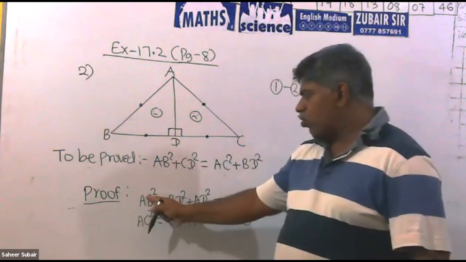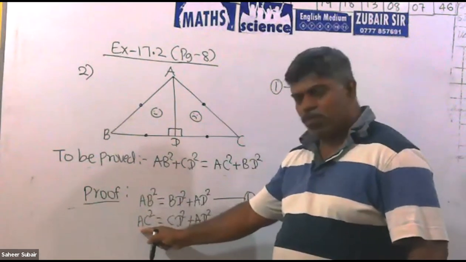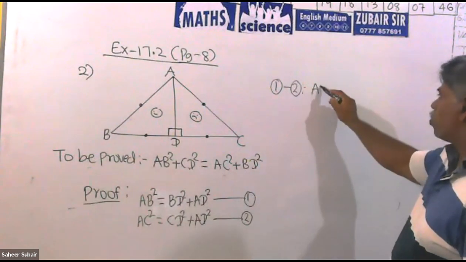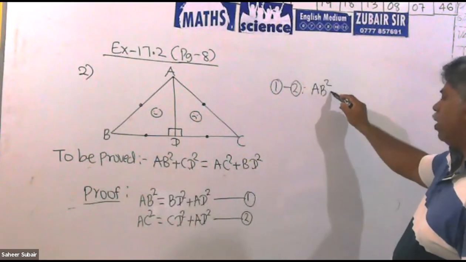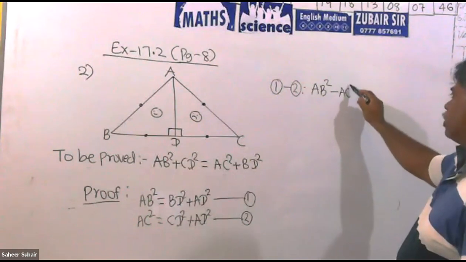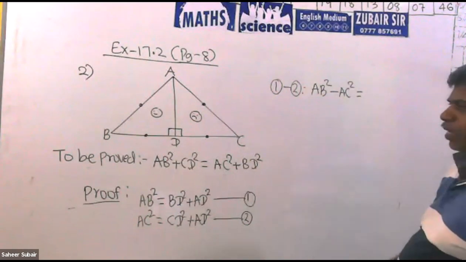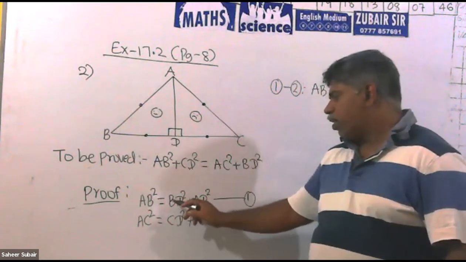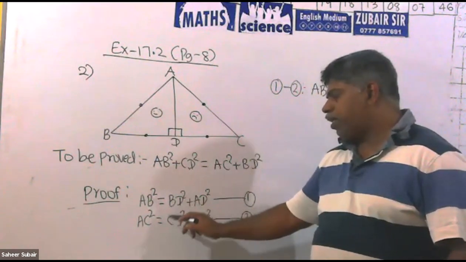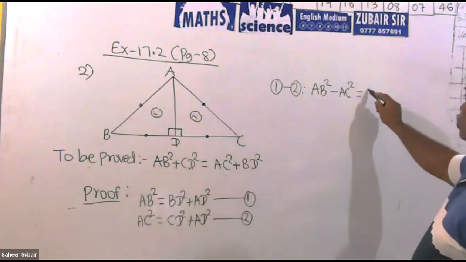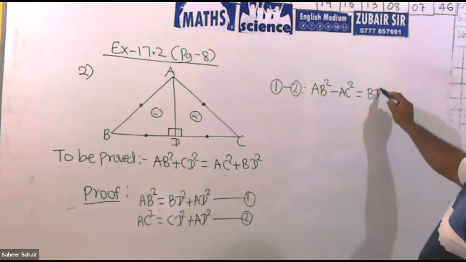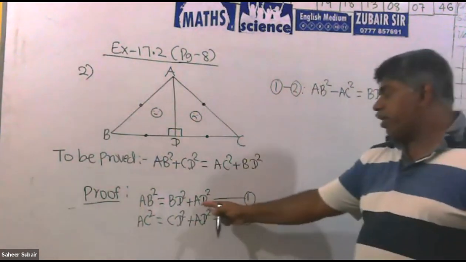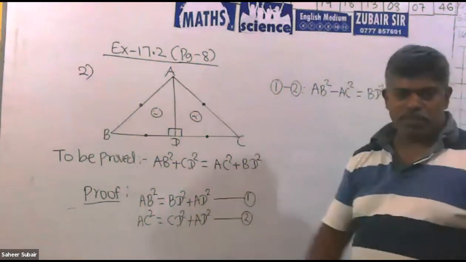Then here AB squared, we are subtracting this one, AB squared minus AC squared. Then go to the other side, we are subtracting the second one from the first one. Then BD squared minus CD squared. These two are getting cancelled. AD gets cancelled.